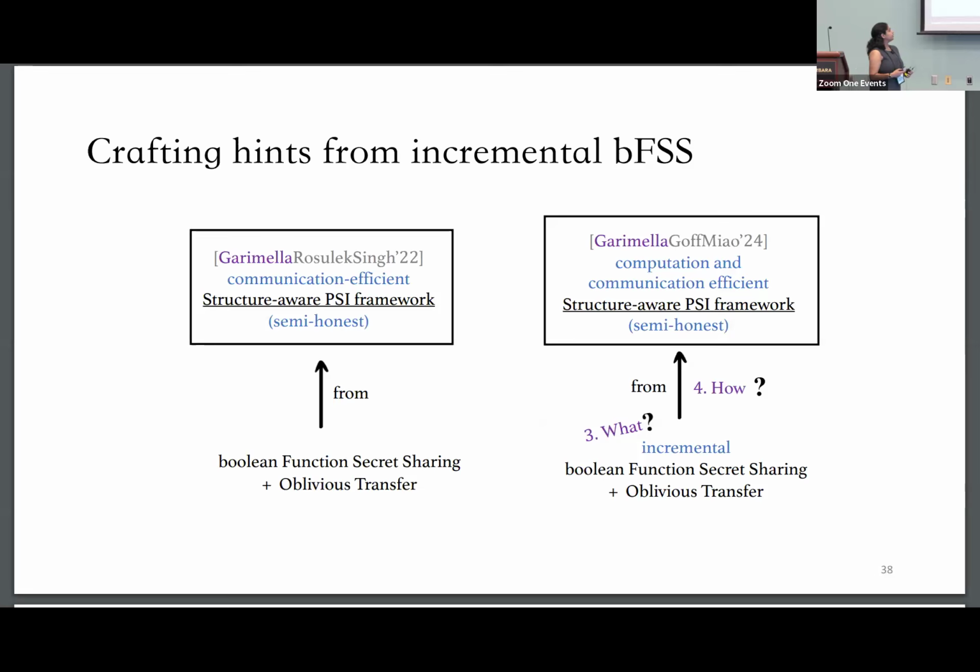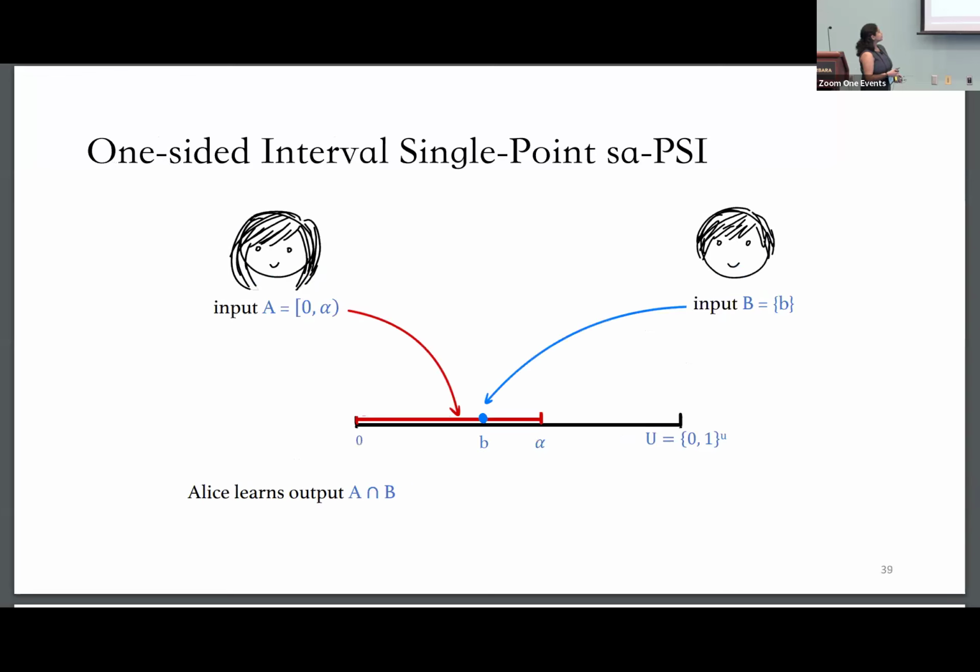And for this, we'll use the primitive of incremental Boolean FSS. I'll talk about what properties we want from it and how we get this framework. But for this, I'm going to restrict myself to a very simple instance of PSI as a working example. So imagine that Alice's input is this structure, which is a one-sided interval. So it's from 0 to alpha, where alpha is hidden from Bob. And Bob's input is a single point. And what Alice is supposed to learn is, if this point belongs to her interval, she wants to find out the identity of this point. And if it's outside the interval, she just learns that fact and nothing else.